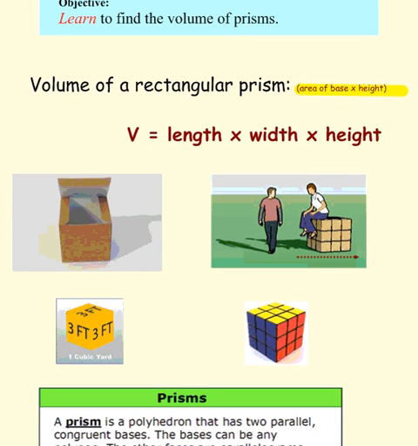So if you take a look at this one, this box is probably about 1 foot by 1 foot by 1 foot. That's a cubic foot right there. Here's a cubic yard. Now you're going to have to remember this for later. It's 3 feet by 3 feet by 3 feet.